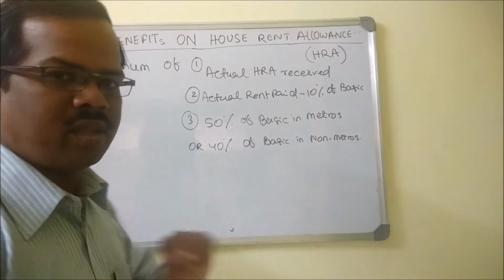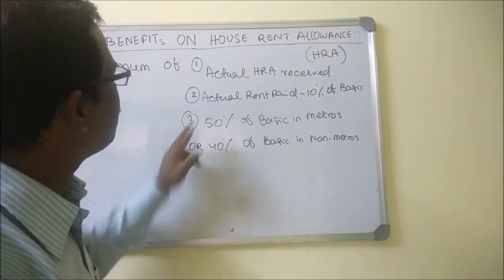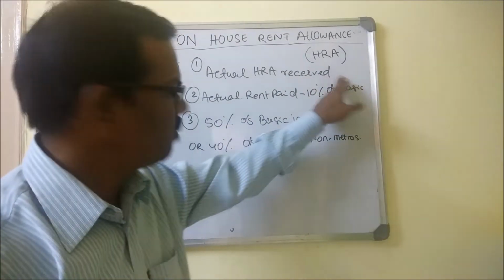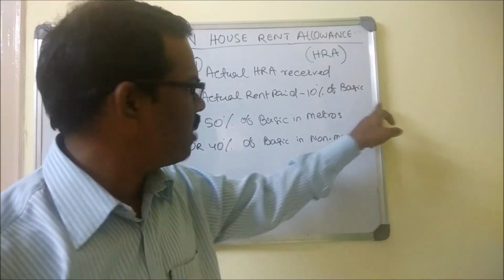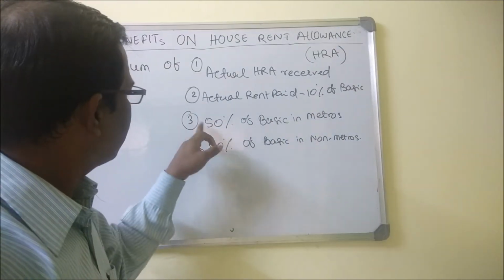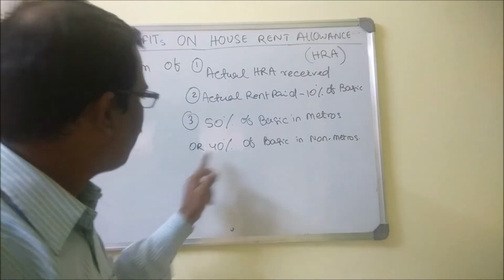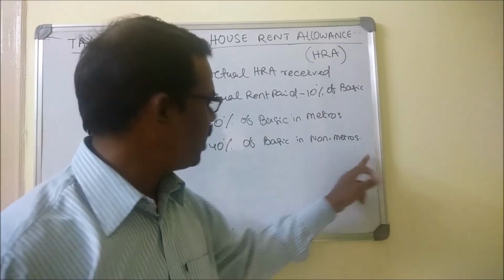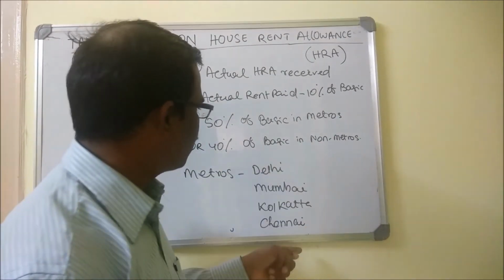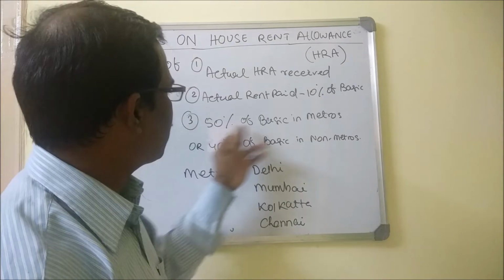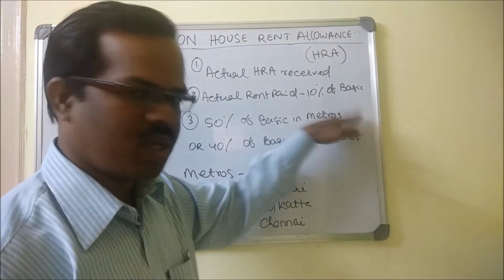How much HRA benefit you will get is the minimum of three things: actual HRA that you are receiving, actual rent that you are paying minus 10% of the basic, and 50% of basic pay in metro cities or 40% of basic pay in non-metro cities. What are the metros? If you are staying in any of these four cities, then 50% of your basic will be calculated for the HRA exemption calculation.